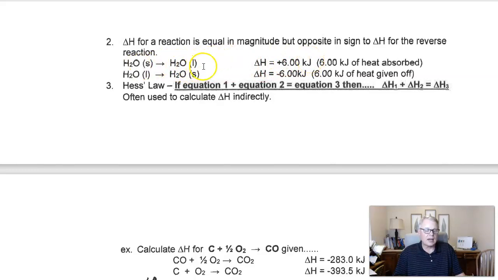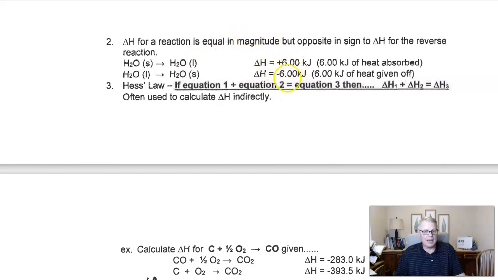What if I don't want to melt ice? What if I want to go the other way? What if I want to make ice? How much heat do you think it would take to go from 1 mole of liquid water to 1 mole of ice? Well, if I have to add 6 kilojoules of heat to get the ice to melt, I have to take away 6 kilojoules of heat to get it to freeze.